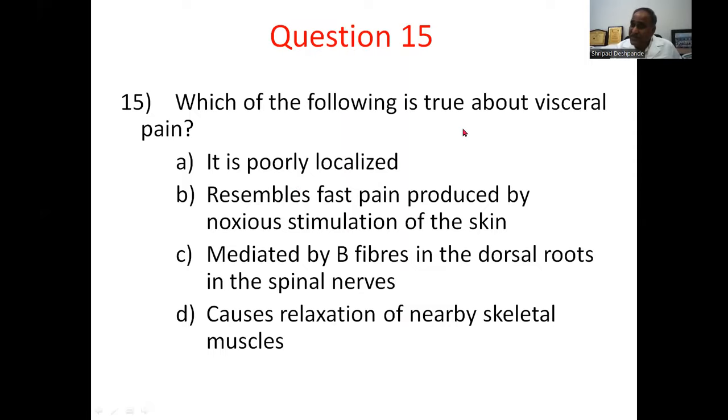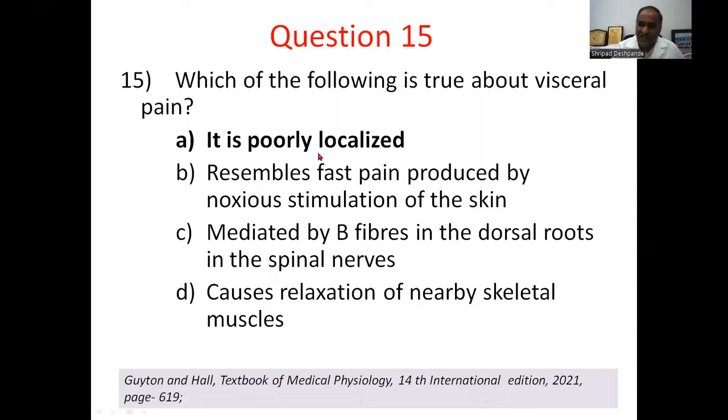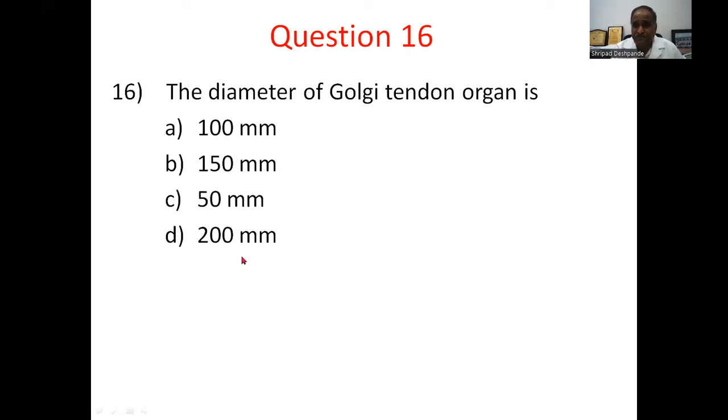But visceral pain is a vague pain and it is not localized precisely. The patient will tell you here, there, everywhere. So it is poorly localized. Option A is the correct response. I have given you the reference here, page 619 of Guyton and Hall. I have discussed all the other options. Question number 16.